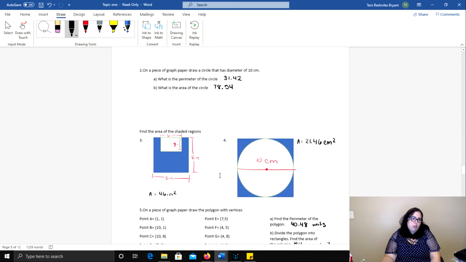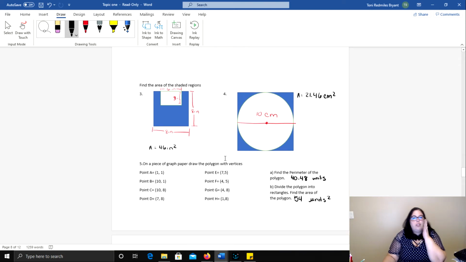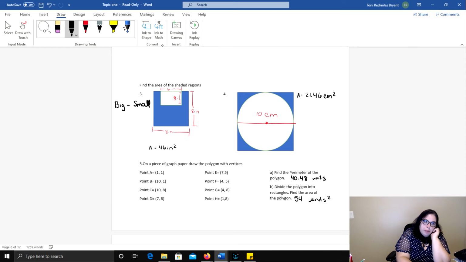All right, now to do our shaded regions. In this one, I'm just trying to find the blue area. So let's find the big shape, because it's just going to be big minus small. My big shape is 8 times 8, which is 64. My small shape is 6 times 3, which is 18. If I subtract those, I get 46 inches squared. It's still area, so it's still squared.